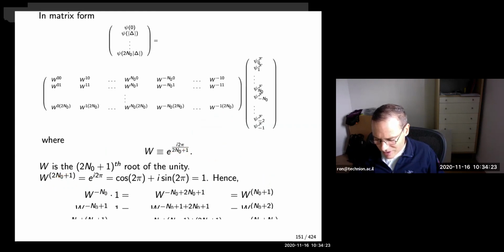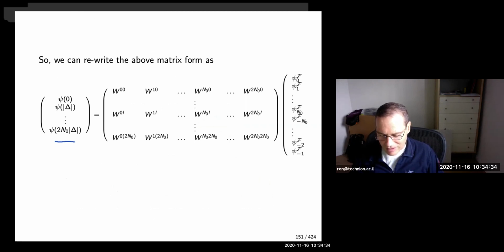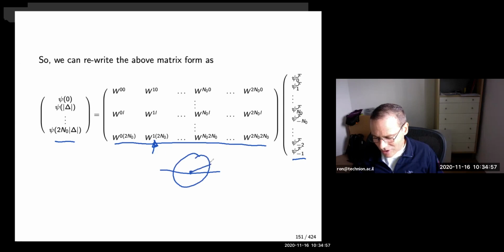Okay, now what do I do with this? I can actually write my matrix in a somewhat more convenient way. So again, these are my samples, these are my coefficients, and this is my matrix. And now you can see that the entries of the matrix are nothing but the power of the W, my one notch in the unit circle. Okay.